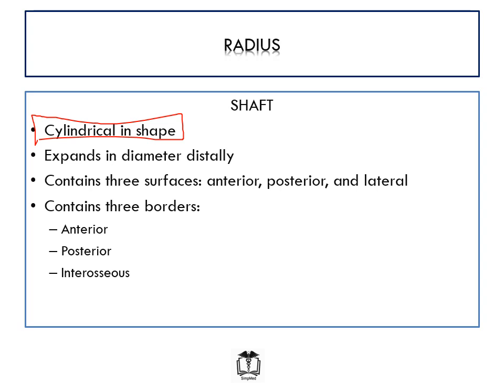And we say it contains two surfaces and two borders. This is not really high yield, but the surfaces of the shaft of the radius include the anterior, posterior, and lateral surfaces. The lateral surface of the radius is involved in the formation of the radioulnar joint. We'll talk about that joint when we get to the joints of the upper limb. And then the borders of the radius include the anterior border, the posterior border, and the interosseous border.